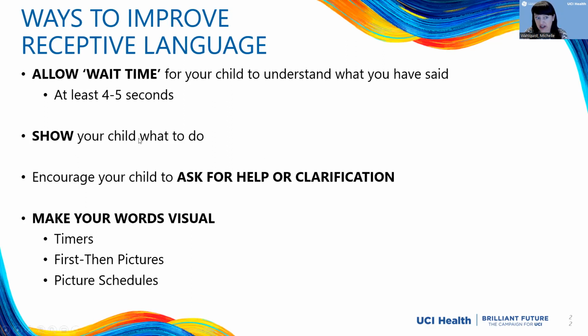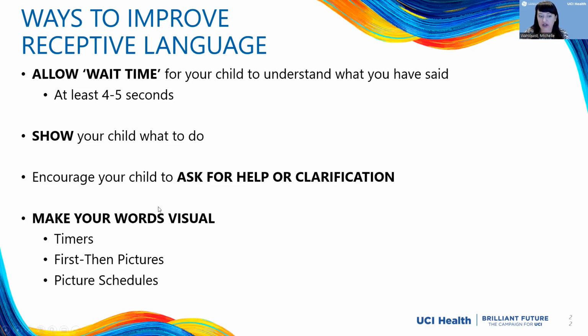Sometimes when you're giving directions, you need to show your child what to do. You need to make the direction visual because they won't be able to complete it unless you show them at least 1 or 2 times first. For our older children, we want to encourage them to ask for help or clarification. So it's okay to not understand what you're supposed to do. And we want to make sure that we support our children in their willingness to ask for help.